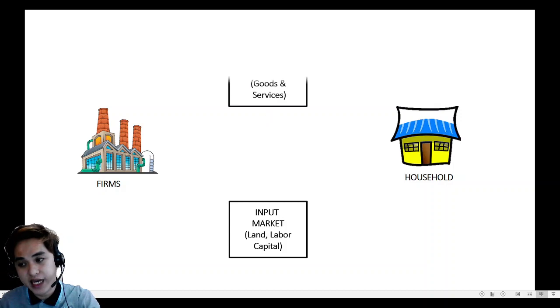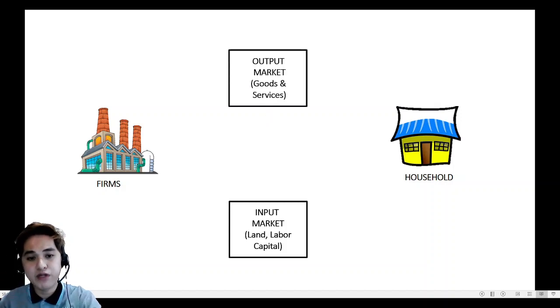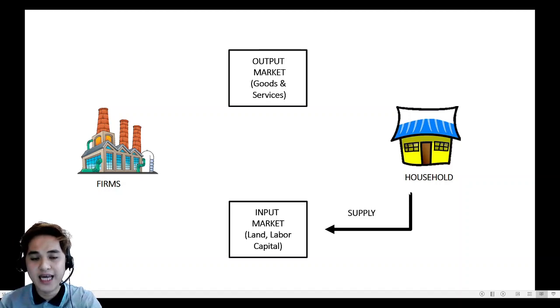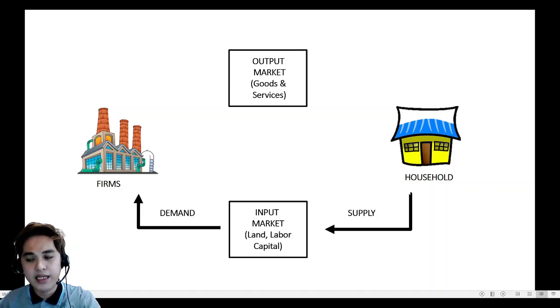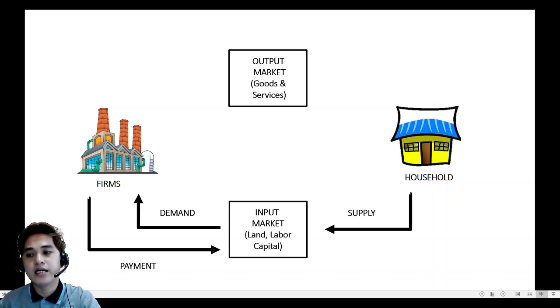So we have two types of market in a simplified economy. We have the input market, and we also have the output market. Alright, so we already know that households are the owners of the factors of production, the land, the labor, and the capital. So households supply these inputs in the input market, and then from the input market, the firms demand these types of goods. Again, since firms turn input into output, in return, the firms will pay for those goods and services or inputs that they demand, and that payment is considered to be the income of the household.